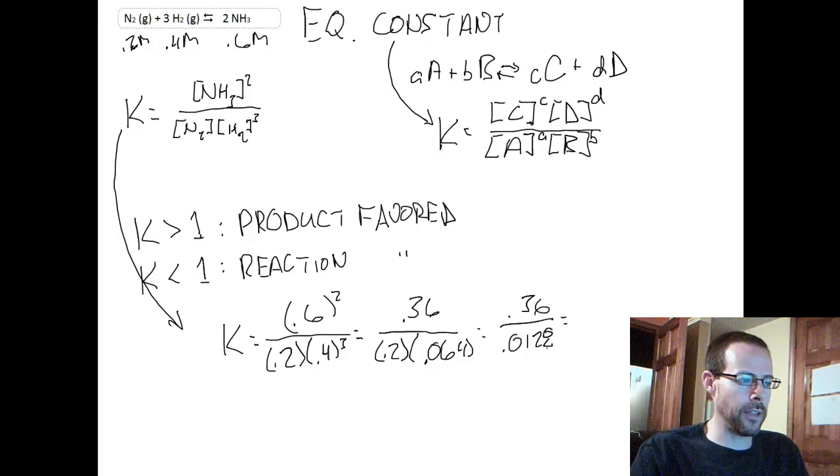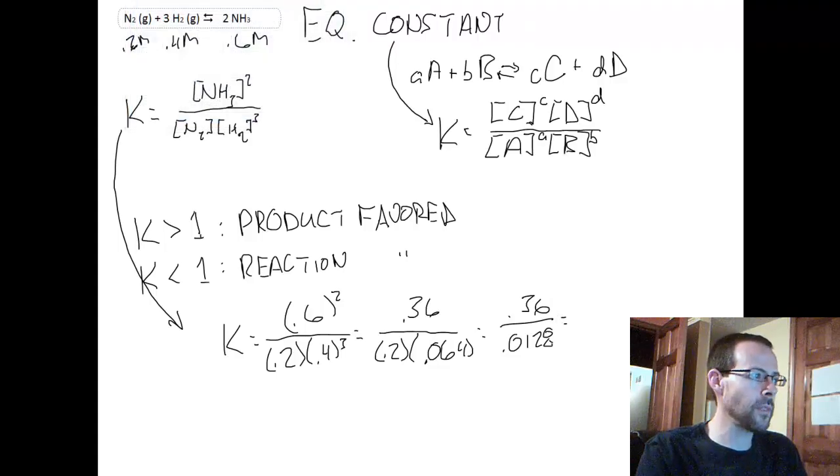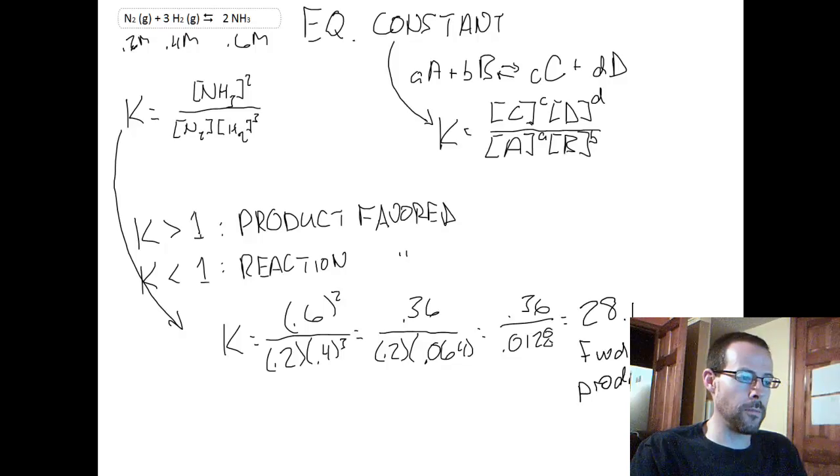Then I need a calculator to do this last part. So we're going to pull one up and find out what 0.36 divided by 0.0128 equals. We find that it equals 28.1. If it equals 28.1, that is greater than 1, so we can say that this is forward favored, or product favored. And that is what we want.